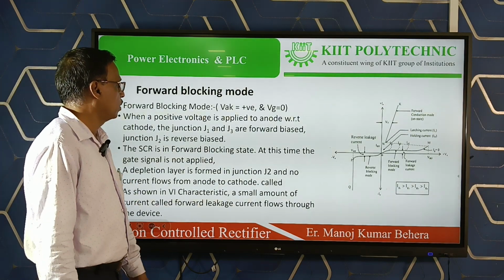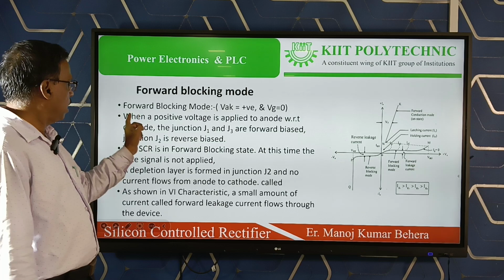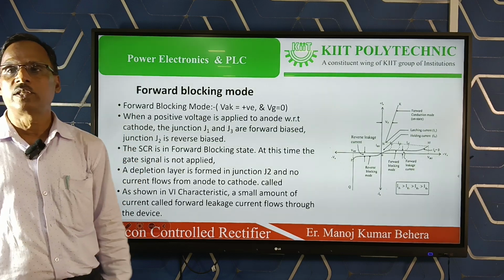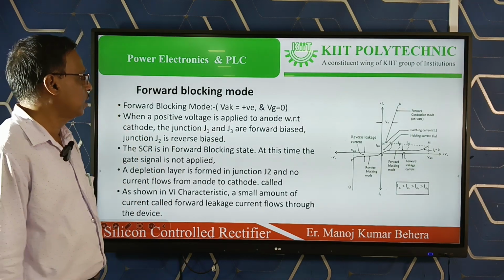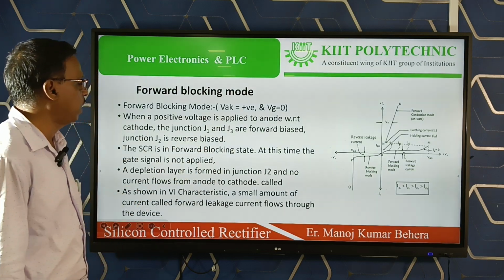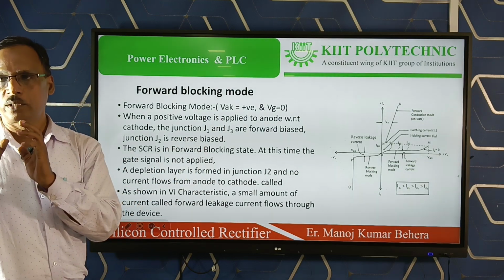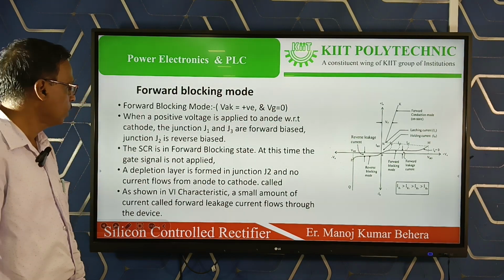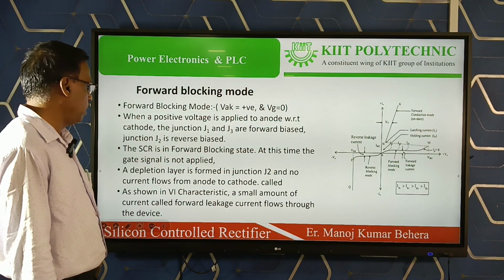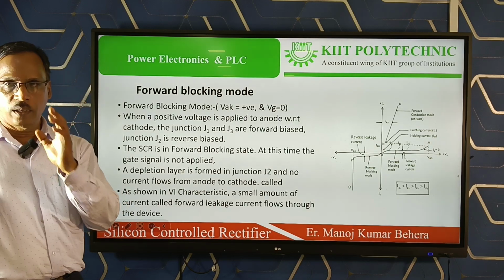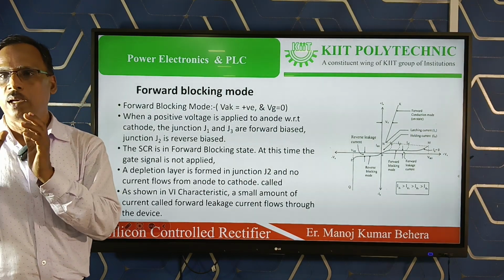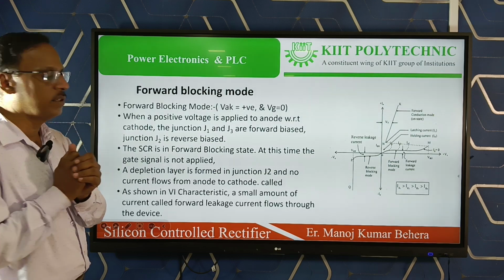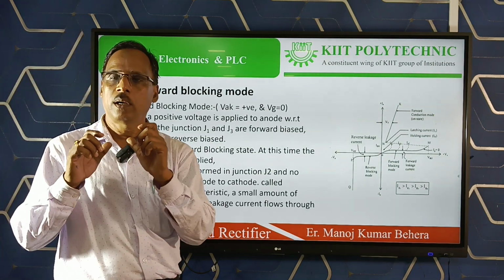See here, forward blocking mode. In forward blocking mode, anode is connected to positive side of supply, cathode is connected to negative side of the supply, and gate is open circuited, no supply voltage at the gate. During that period SCR is in off state, but if we gradually increase the voltage, SCR will turn on.